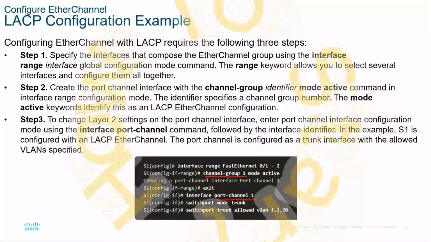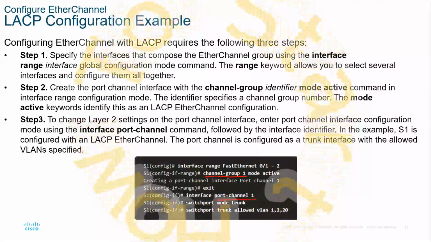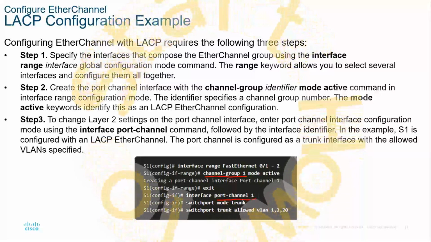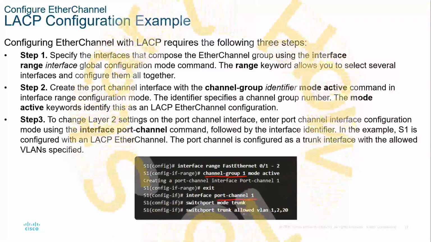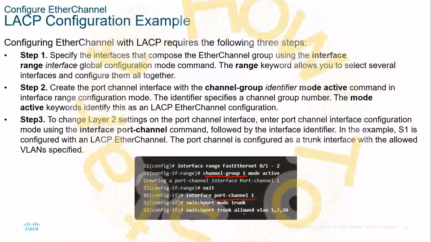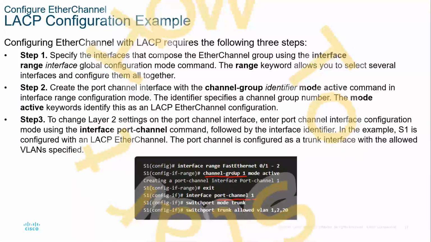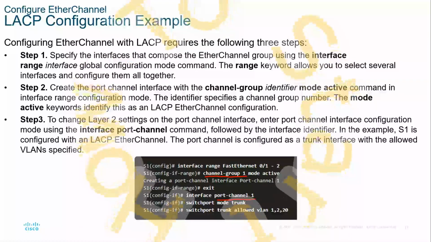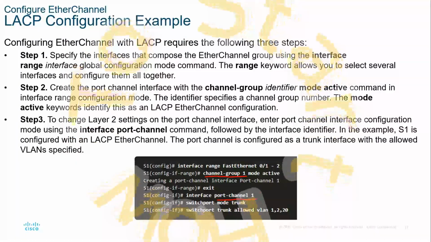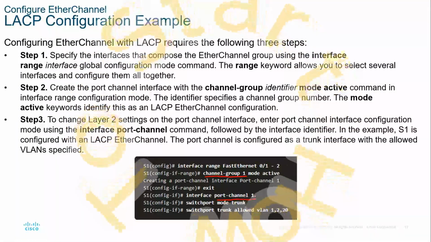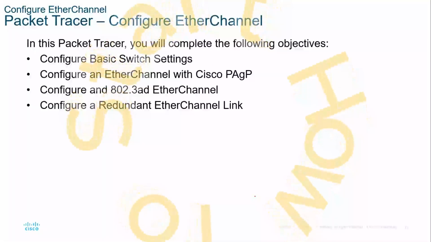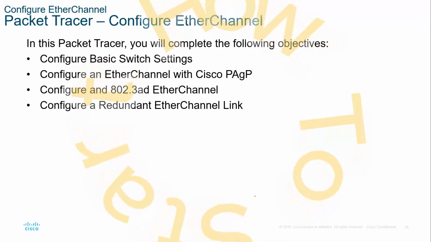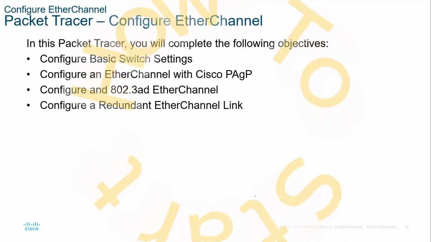We can set the mode, and then we can set what's allowed on that mode. So here we're setting it to a trunk, and we're allowing all the VLANs to operate on that trunk. Again, if this was channel group 10, we could reference that channel group by looking at port channel number 10. We have a Packet Tracer where you actually have to do this with both LACP and PAgP.